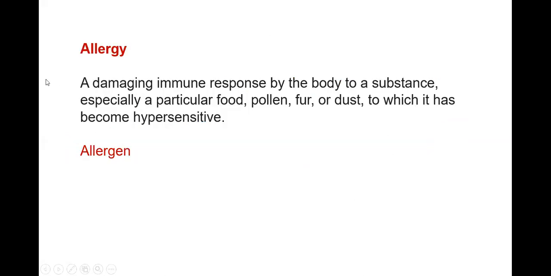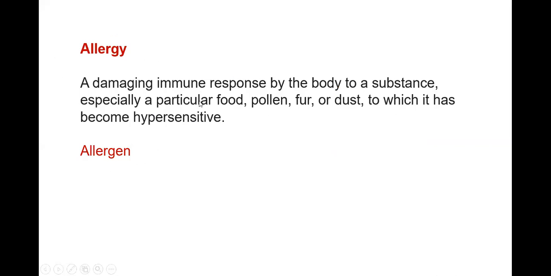In other words, it's called allergy, a damaging immune response by the body. The immune cells of the body respond to a foreign substance, especially a particular food, pollen, fur, or dust, to which it has become hypersensitive. That's called an allergic reaction, or allergy.